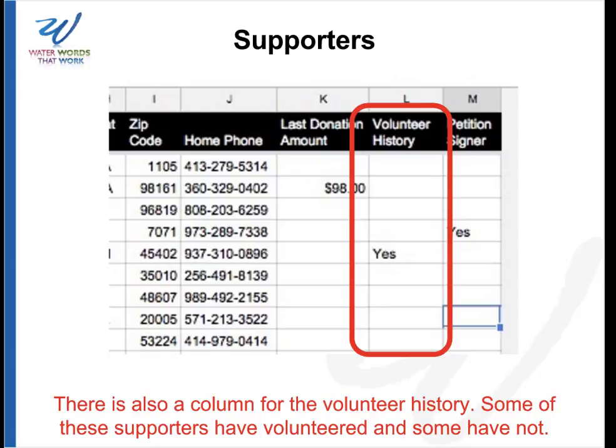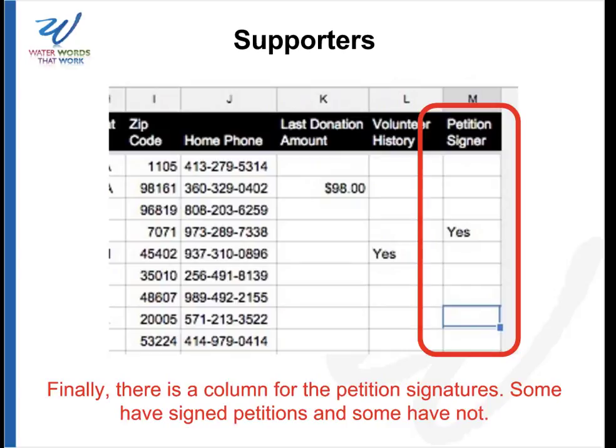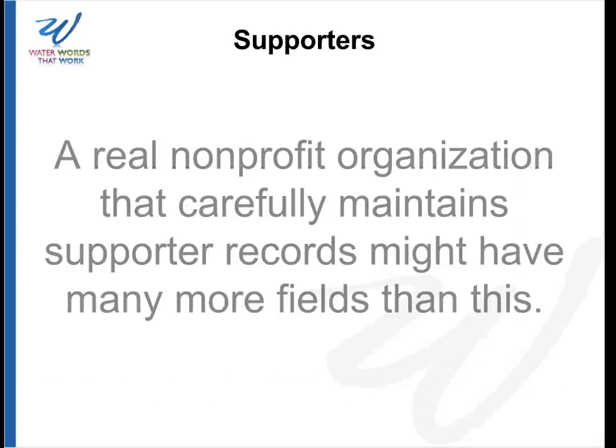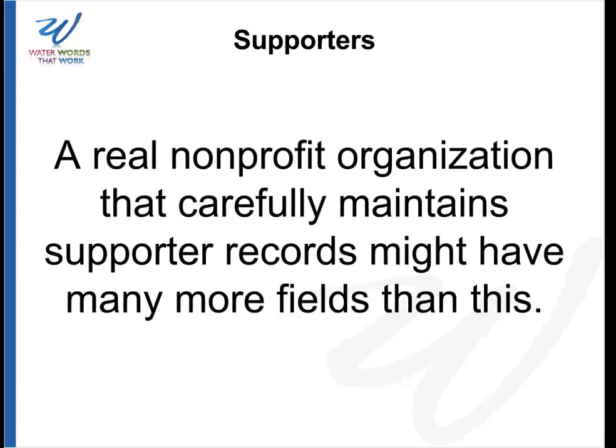We have a column where we keep track of the subscriber's volunteer history. Some of them have volunteered and some of them have not. And we have a column for, are they petition signers? Some of these supporters have signed petitions on our behalf and some of them have not. And you're going to learn in these exercises to sort the list of supporters by all of these habits. Now, real nonprofit organizations that are doing a good job with supporter records might have a lot more fields than this.